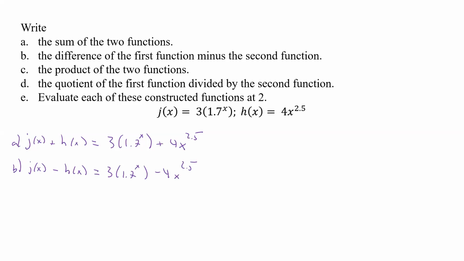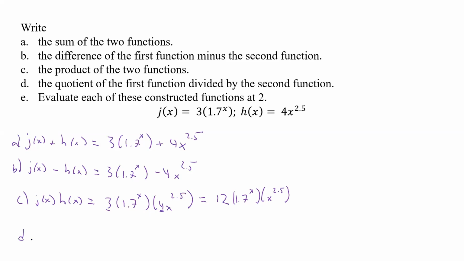Okay, what about the product of the two functions? That's just j of x times h of x. Well, that's 3 times 1.7 to the x, and then times 4x to the 2.5. This time there is something we can do. We can take 3 times 4, and that gives us 12. And then we still have 1.7 to the x, and we still have x to the 2.5. So we could simplify there a little bit, but not a whole lot.